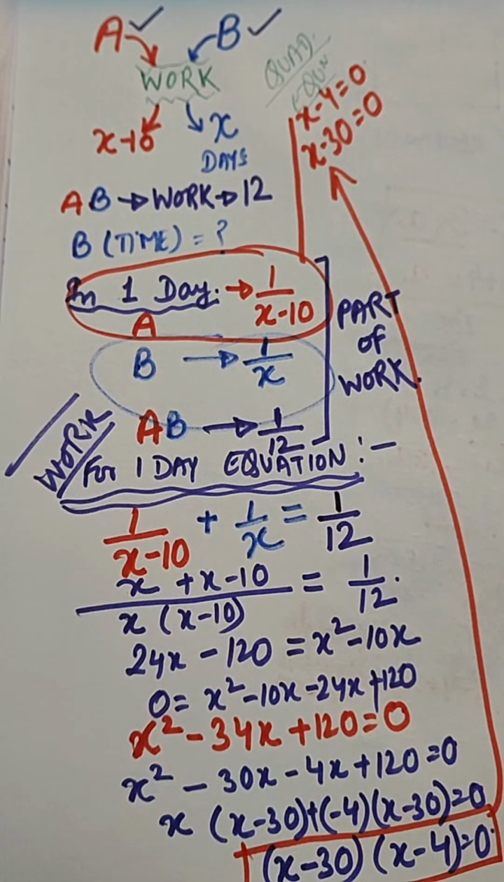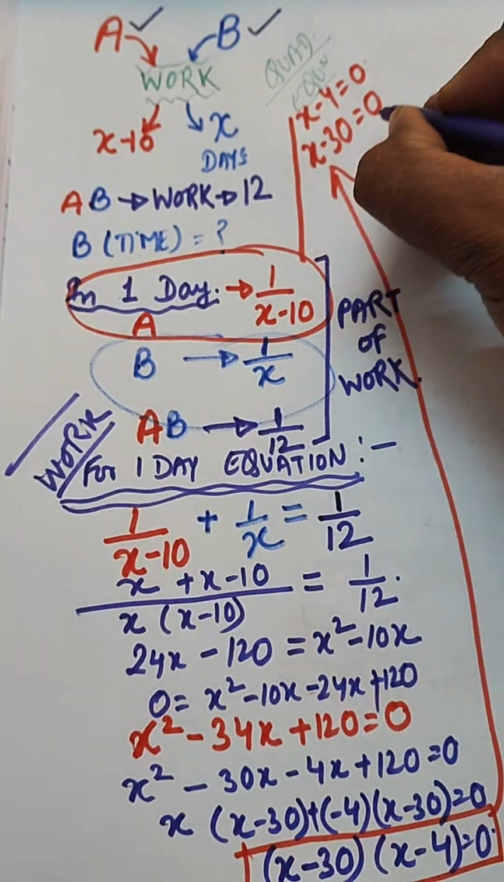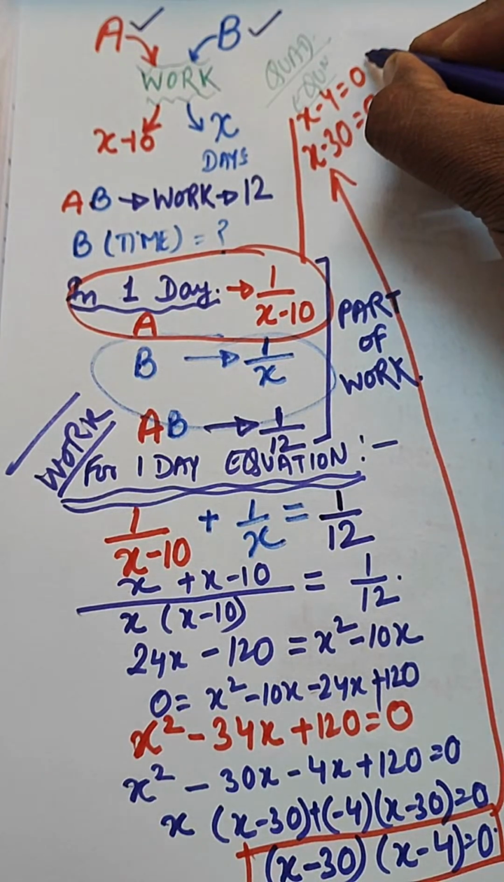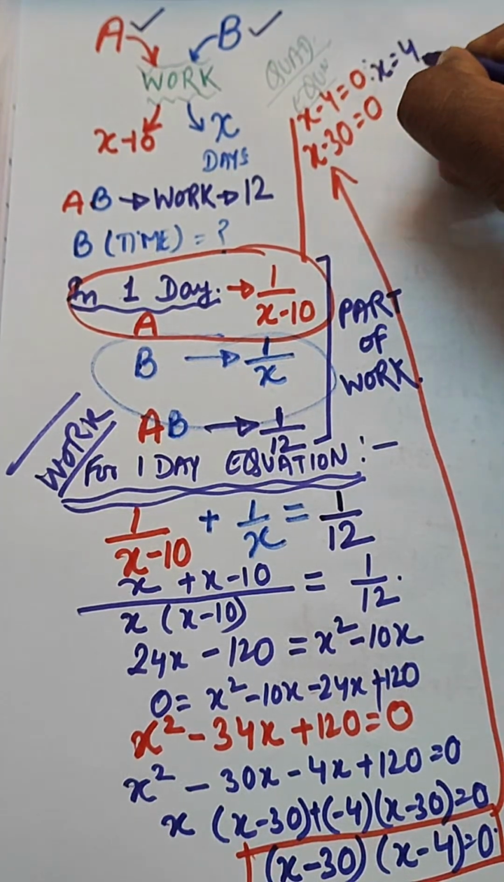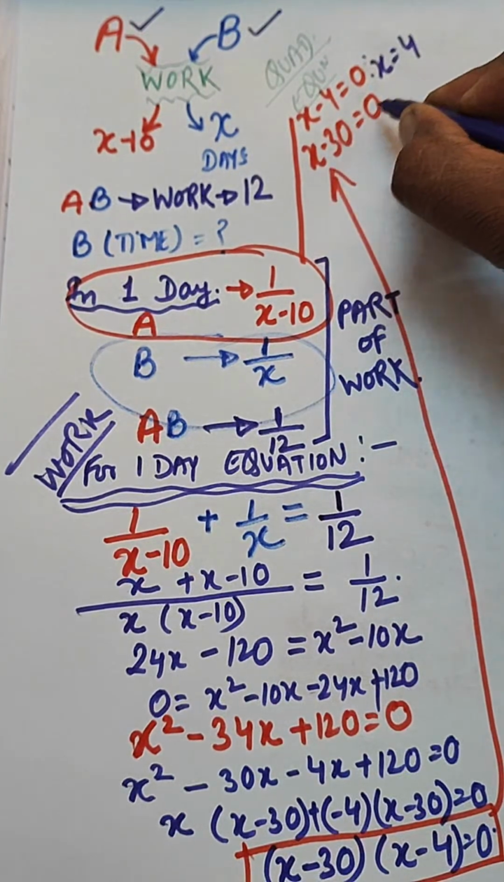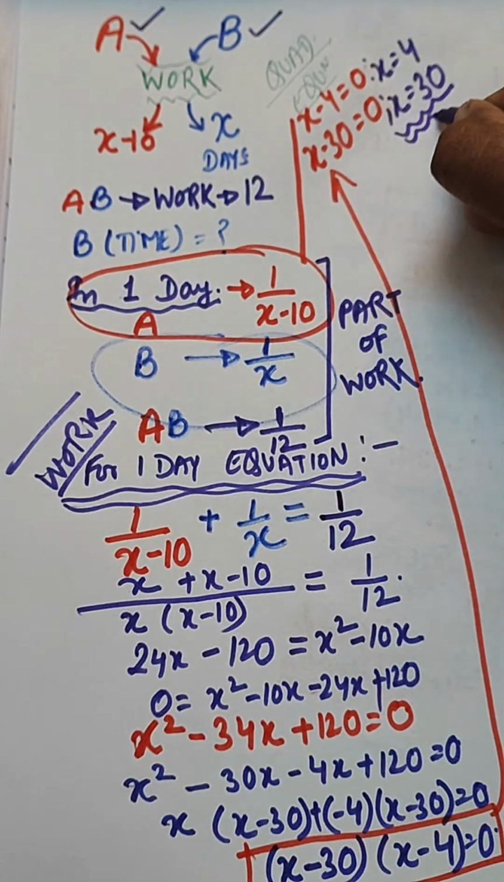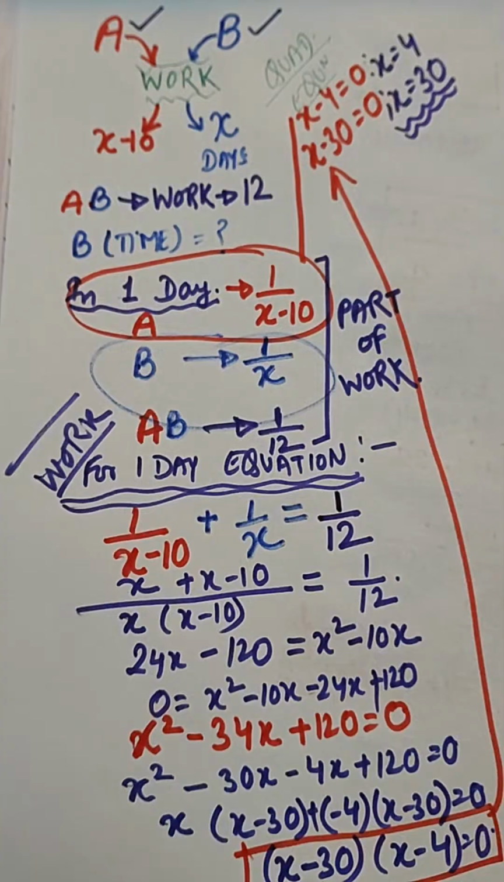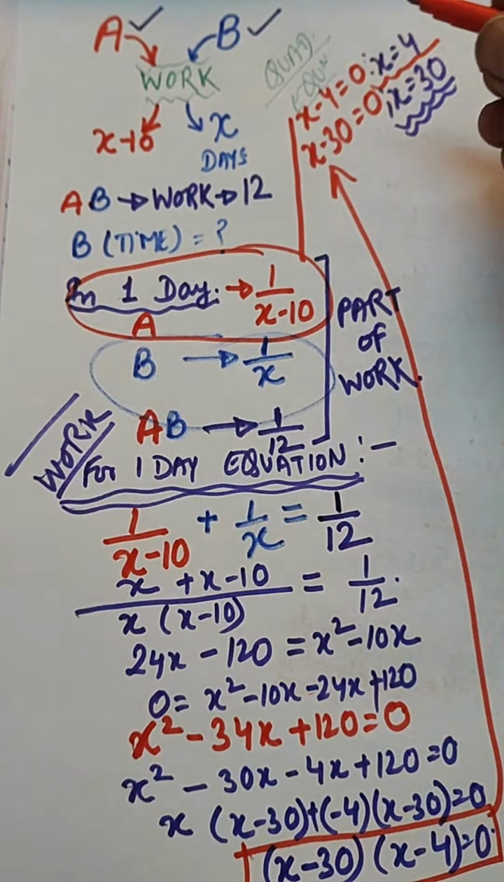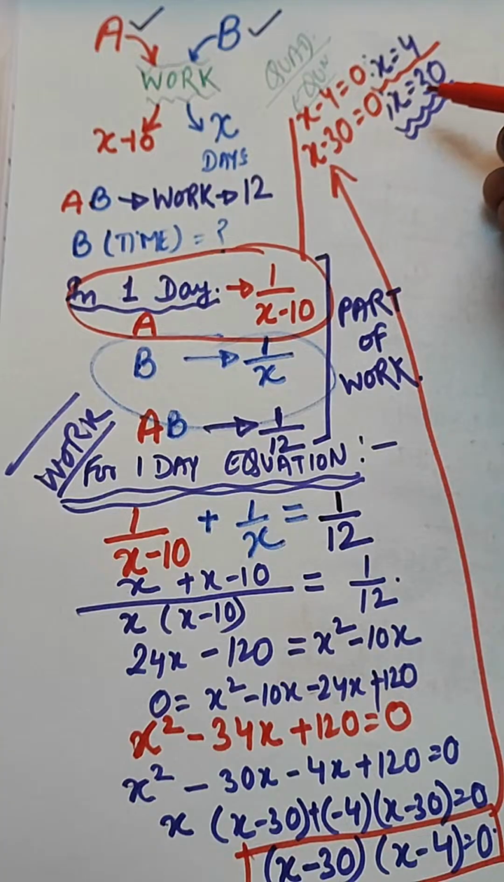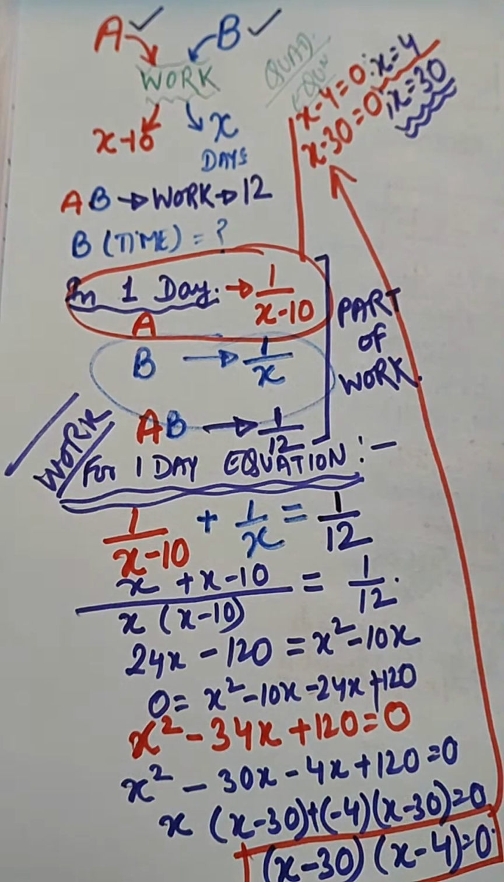Now from here we can say that if x minus 4 is 0, then this will give you x equal to 4, and when x minus 30 equal to 0, this will give you x equal to 30. My dear friends, here you need to apply some mind. I know you have a very big mind, you can think enormous, your wisdom level is very high. But here you get the answer x equal to 4 and x equal to 30. So which option should you consider?